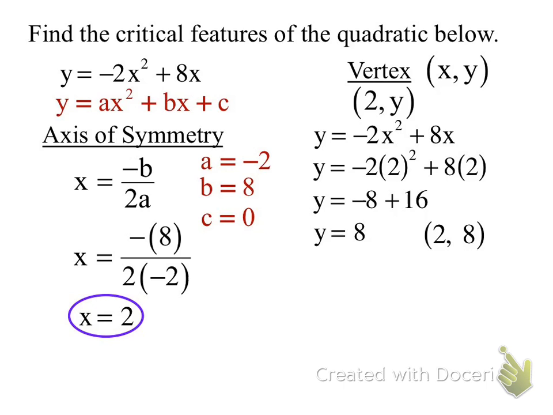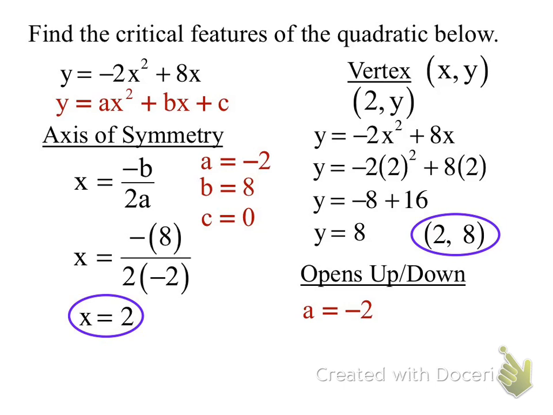Now, what else do we need to know about this? I want to hear from some other people. Does this open up or down? It opens down because the quadratic is negative. And what is my y-intercept here? It's 0 because c equals 0, so it's at the origin. Yes.